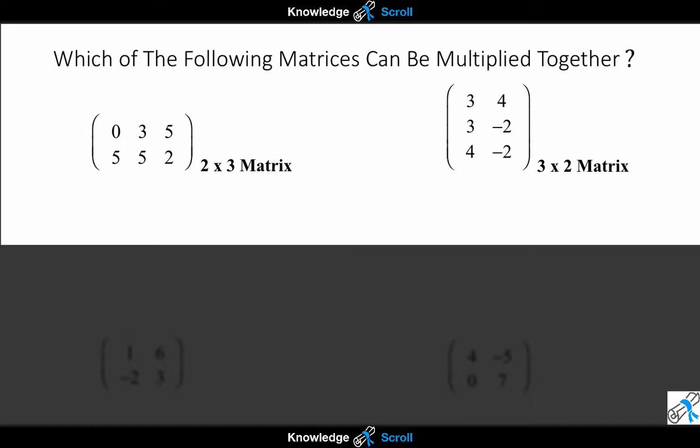Now, matrix number 1 has 3 columns. Matrix number 2 has 3 rows. Therefore, these two matrices can be multiplied together.